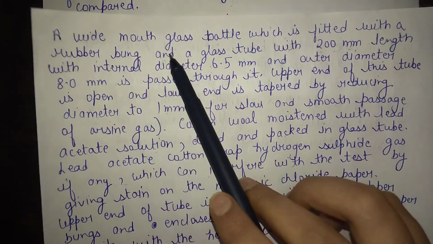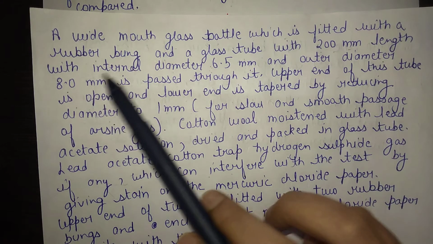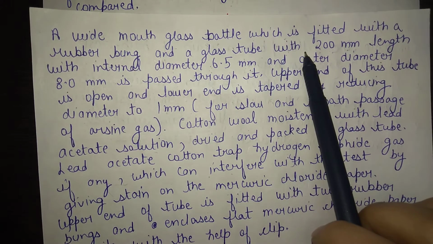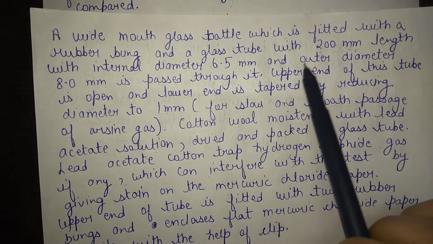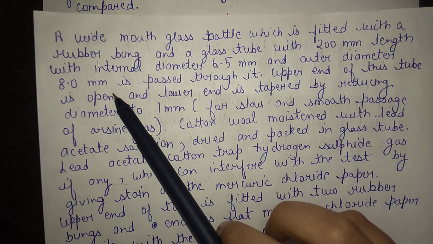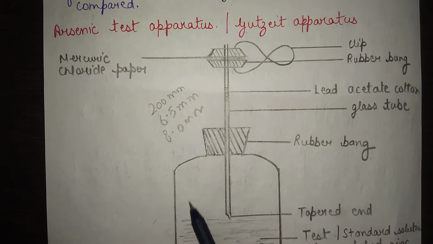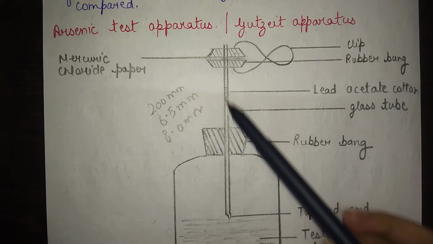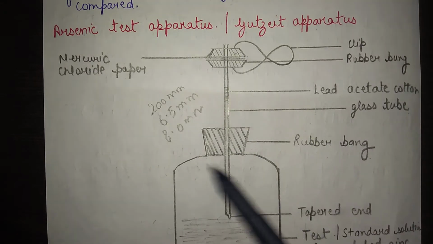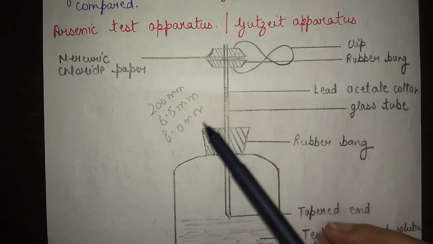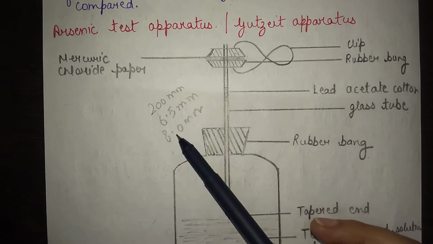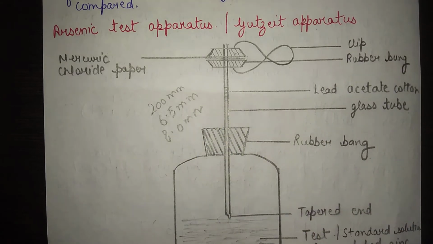A wide mouth glass bottle which is fitted with a rubber bung, and a glass tube of 200 mm length with internal diameter 6.5 mm and outer diameter 8.0 mm is passed through it. So what it says is that this is a wide mouth glass bottle fitted with a rubber bung and a glass tube. The length of this glass tube is 200 mm, its internal diameter is 6.5 mm and its external diameter is 8.0 mm. So this is what was told in the first line.